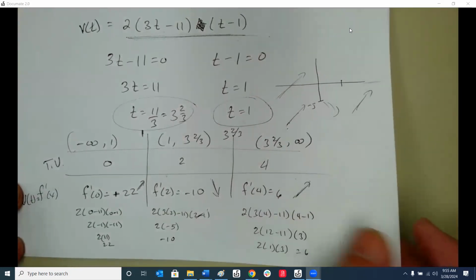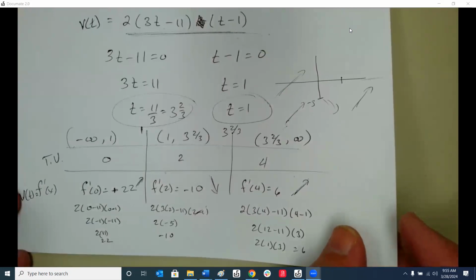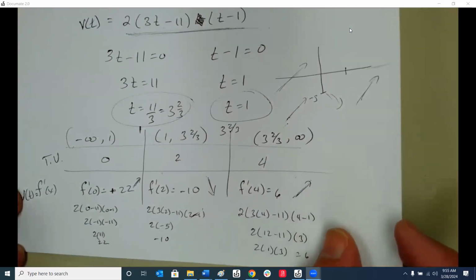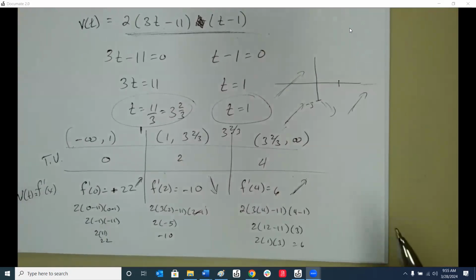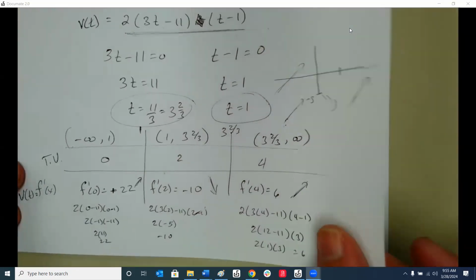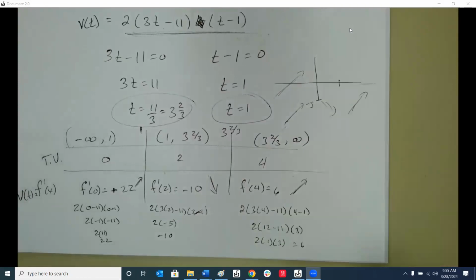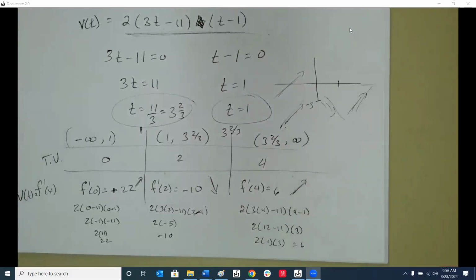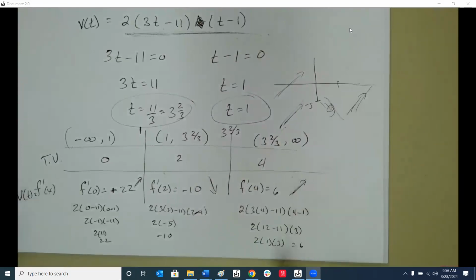Okay, so what's the next derivative going to tell us? The acceleration. And it's going to tell us further the shape of our curve, because we have the basic idea of the curve. Where is the point of inflection? Where does it change direction? That's where the acceleration comes in.